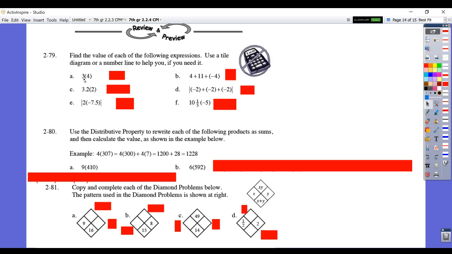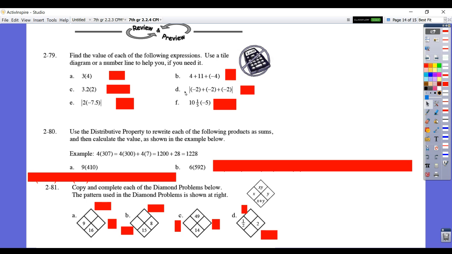So for A, remember a number in front of parentheses without another operation sign means multiply. So you're taking 3 times 4. B, you're taking 4 plus 11 plus negative 4. C, you're taking 3.2 times 2, right? So that's 3 and 2/10 being multiplied by 2. For D, you're taking negative 2 plus negative 2 plus negative 2.